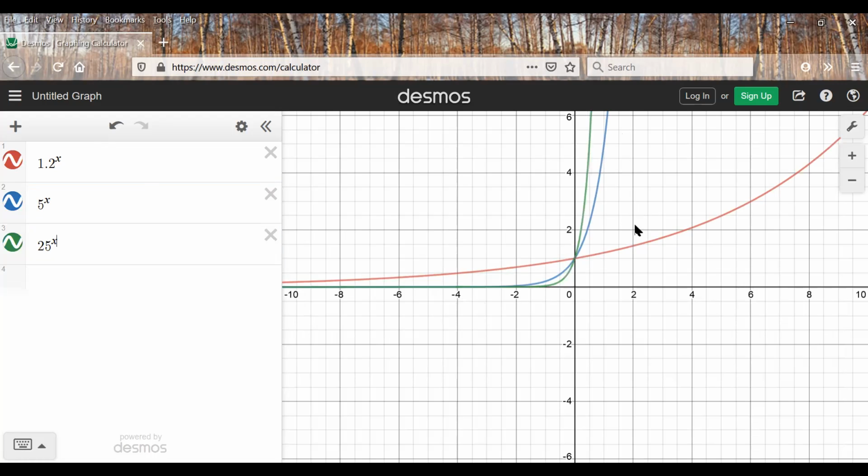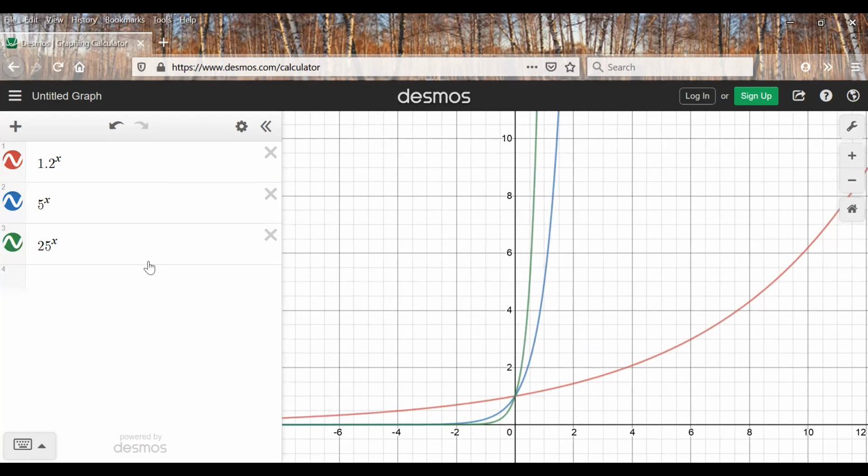And the more and more we go up in b values, larger and larger, it's just going to get steeper and steeper, getting closer to that vertical right after our y-axis. Now, what happens if we have b between 0 and 1?